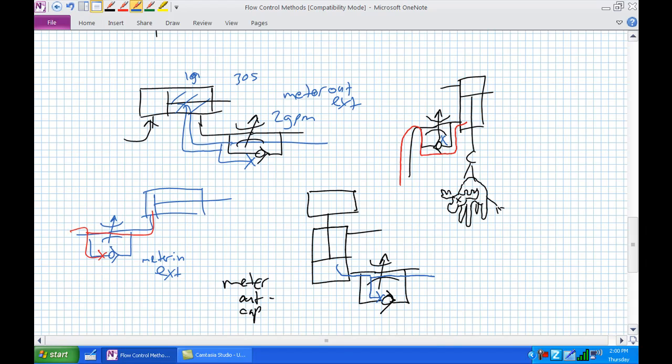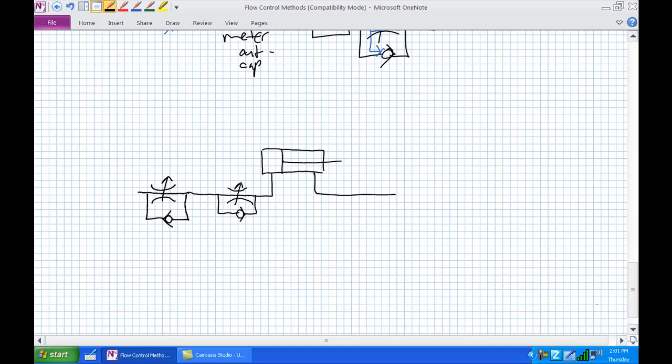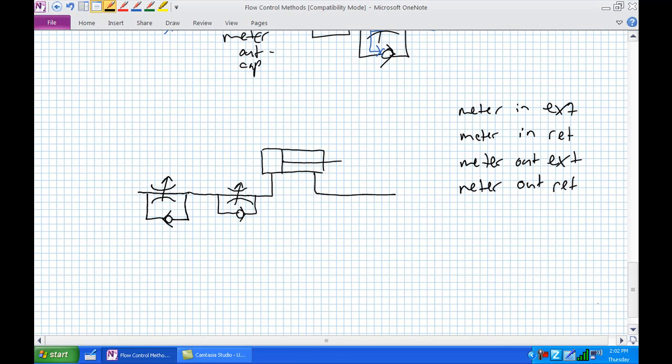Okay. The immediate question that some of you guys are probably asking, if you're getting this so far, meter in and meter out, well, can I do both of them? Yeah, totally, you can do both of them. Watch this. What about this system right here? What is it? Meter in extension, meter in retraction, meter out extension, meter out retraction. There's 4 choices. I'm even going to list them right here. And there's our 4 possible choices.